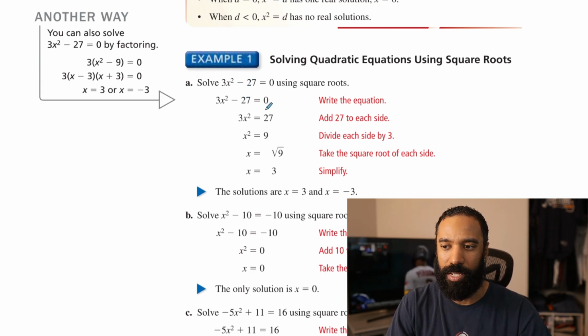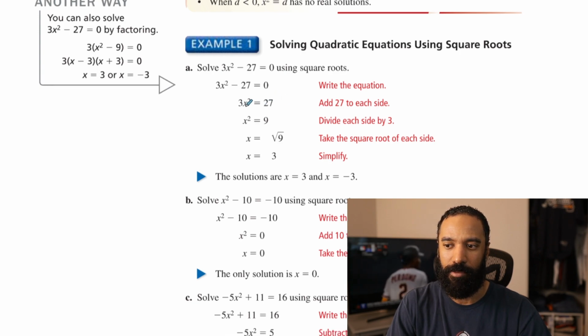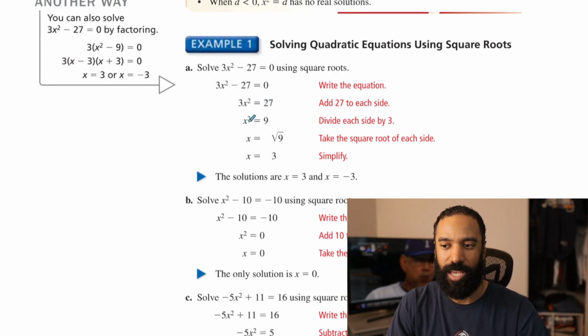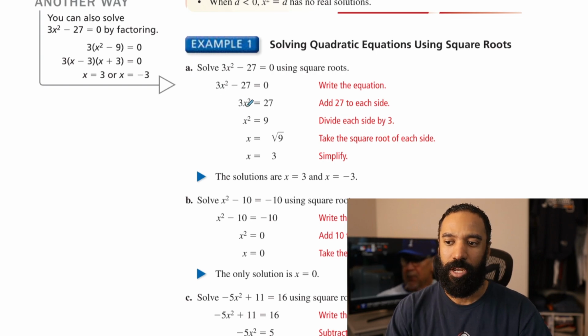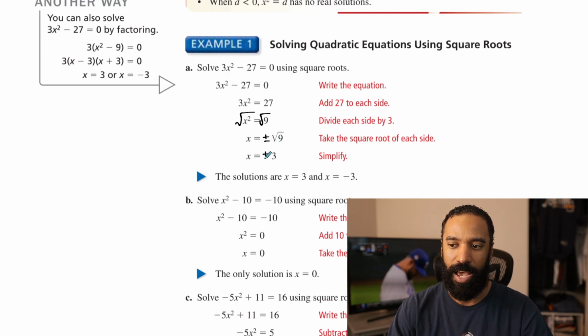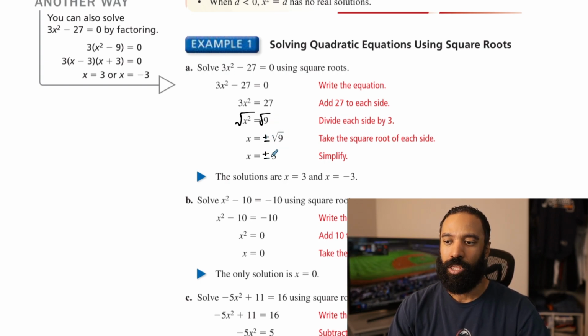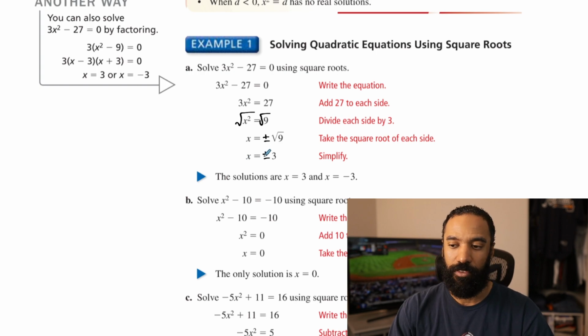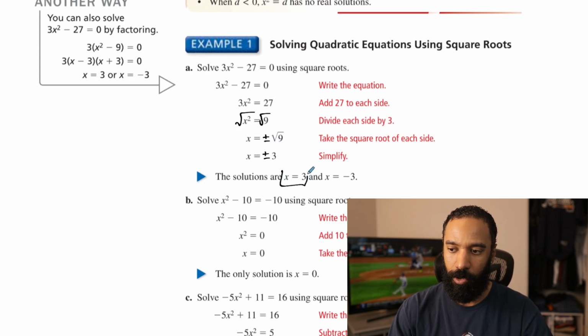First, we would add 27 to both sides, and then we would divide both sides by 3. You're now at the stage x squared equals 9. From here, you take the square root of both sides, and then you get x equals plus or minus the square root of 9, which means plus or minus 3. Keep in mind, those are two different solutions. This is just a condensed way of saying it in one equal sign here, 3 and negative 3.